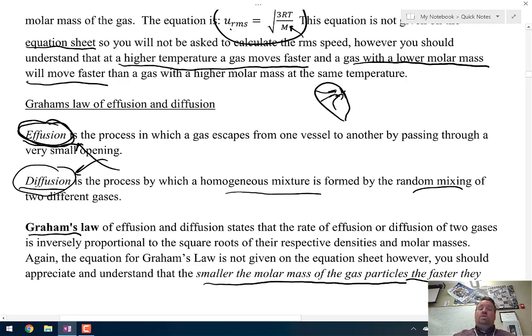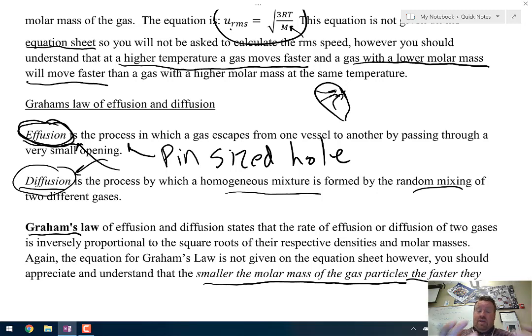So which one's going to escape out of a balloon faster? Which one's going to escape through a pin-sized hole? That's a lot of times the term they use on the AP test, a pin-sized hole for effusion. Which one's going to escape out of the pin-sized hole faster? It's the one that has the lower molar mass, because it's moving faster and it's more likely to go through that hole quicker than one that's not moving as fast.